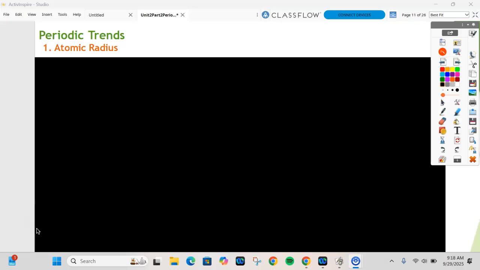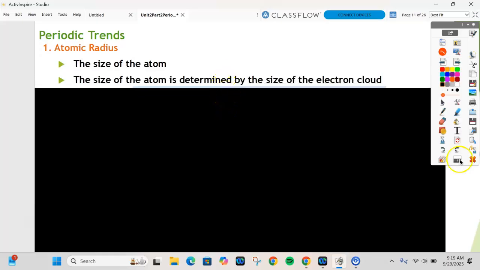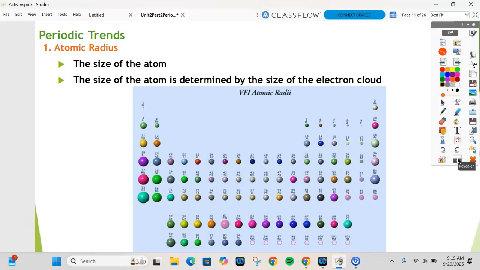So the first trend that we're going to look at is atomic radius. Atomic radius is literally the size of the atom. How big is the atom? We think of atoms as being circles, even though we're not 100% sure that they are, but it's useful to us when we're creating our models to make elements circles. And so we think of the radius as being the size. So really these questions are going to be things like, which atom is bigger?